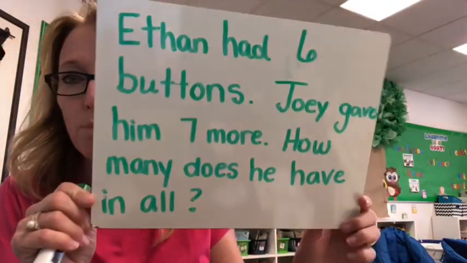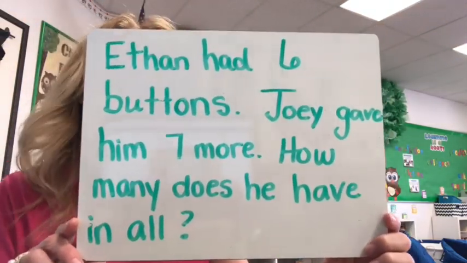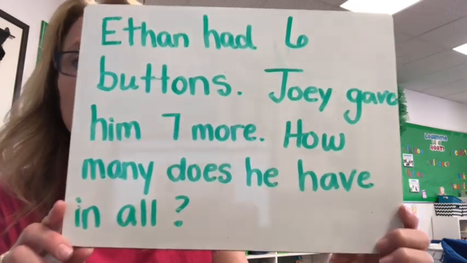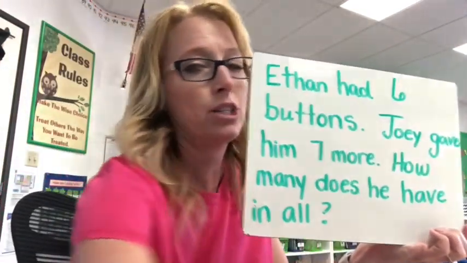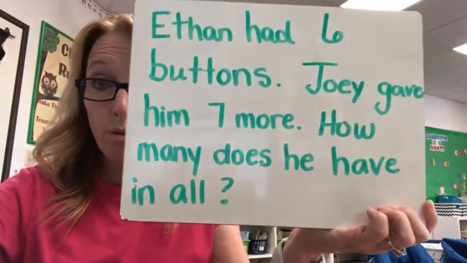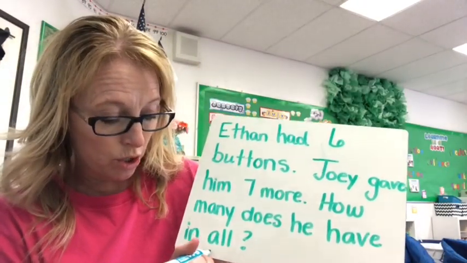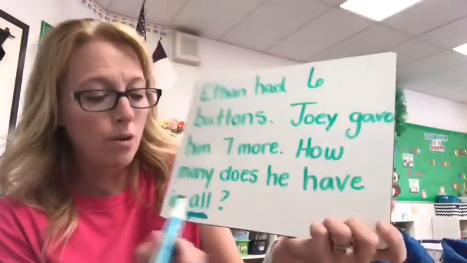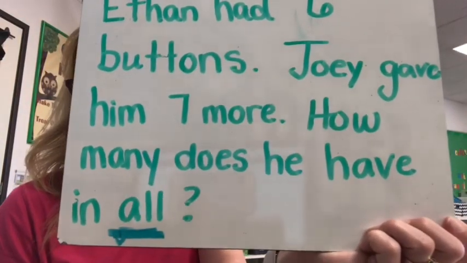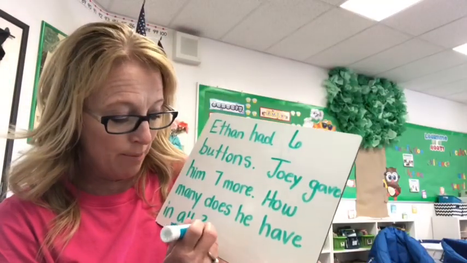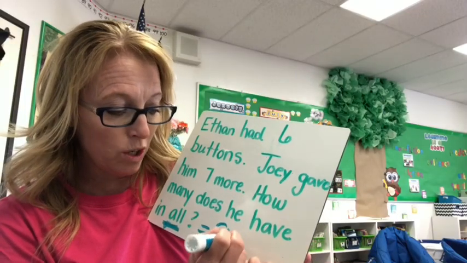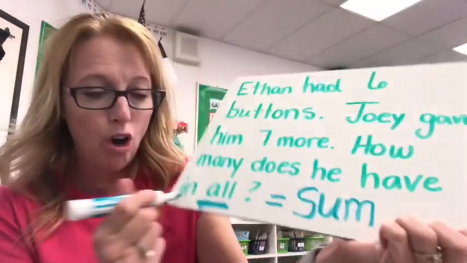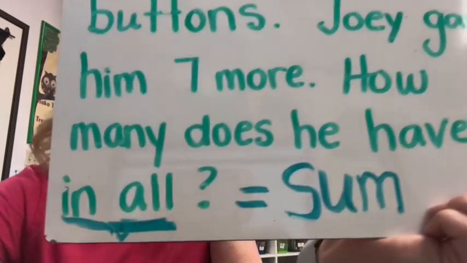So let's see. I already wrote our word problem. Here it is. Ethan had 6 buttons. Joey gave him 7 more. How many does he have in all? I'm going to actually change my pen color. In all. What do we do with word problems? We like to underline or circle or highlight the key information so that we know what we're doing. Now, in all, does that tell me, am I looking for a sum or am I looking for a difference? Yes, I'm going to look for sum because sum is when you add the numbers together, and doesn't in all tell me that this must be an addition problem?